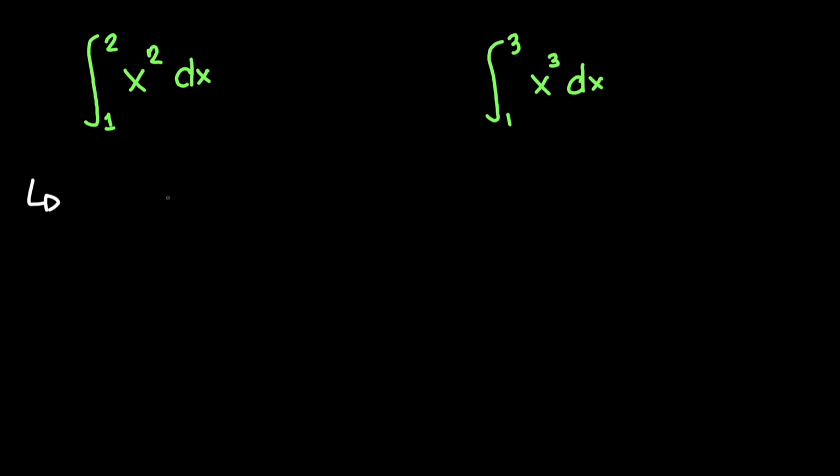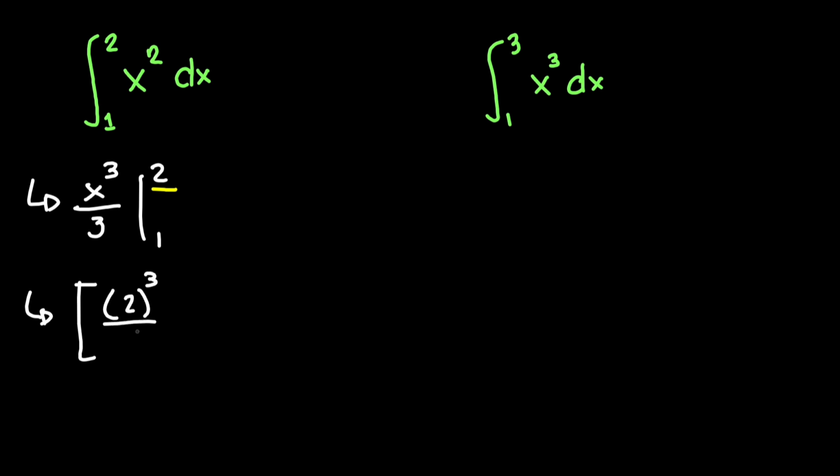So for this, the integral of x squared would be equal to x to the power of 3 over 3, and put your upper and lower limits, which are 2 and 1. Next, you're going to substitute these values into x. So first up, substitute 2 into x. So this would be 2 to the power of 3 over 3, and subtract it by substituting the value of the lower limit, or 1, into x. So this would be minus 1 to the power of 3 over 3.